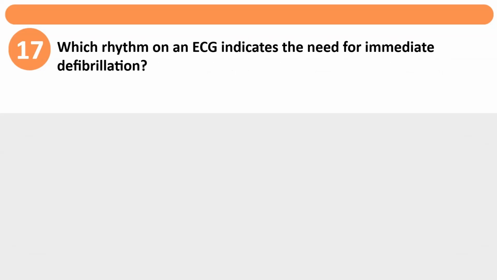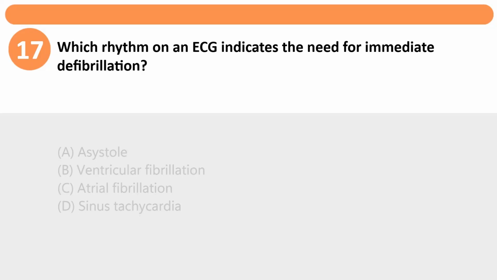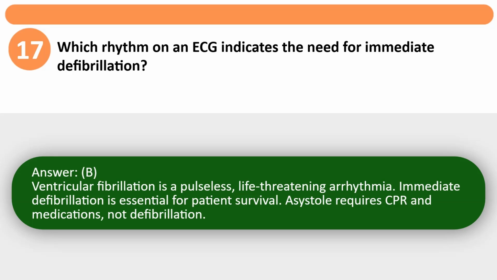Which rhythm on an ECG indicates the need for immediate defibrillation? A. Asystole. B. Ventricular fibrillation. C. Atrial fibrillation. D. Sinus tachycardia. Answer, B. Ventricular fibrillation is a pulseless, life-threatening arrhythmia. Immediate defibrillation is essential for patient survival. Asystole requires CPR and medications, not defibrillation.